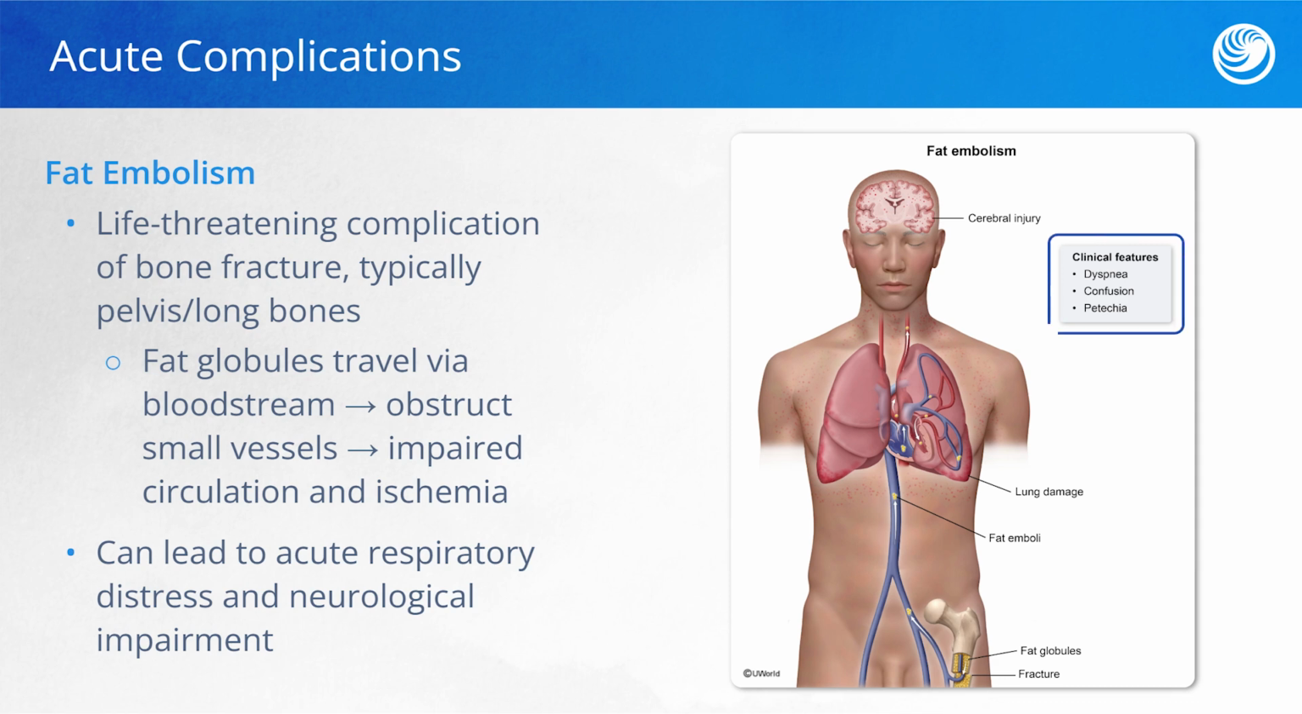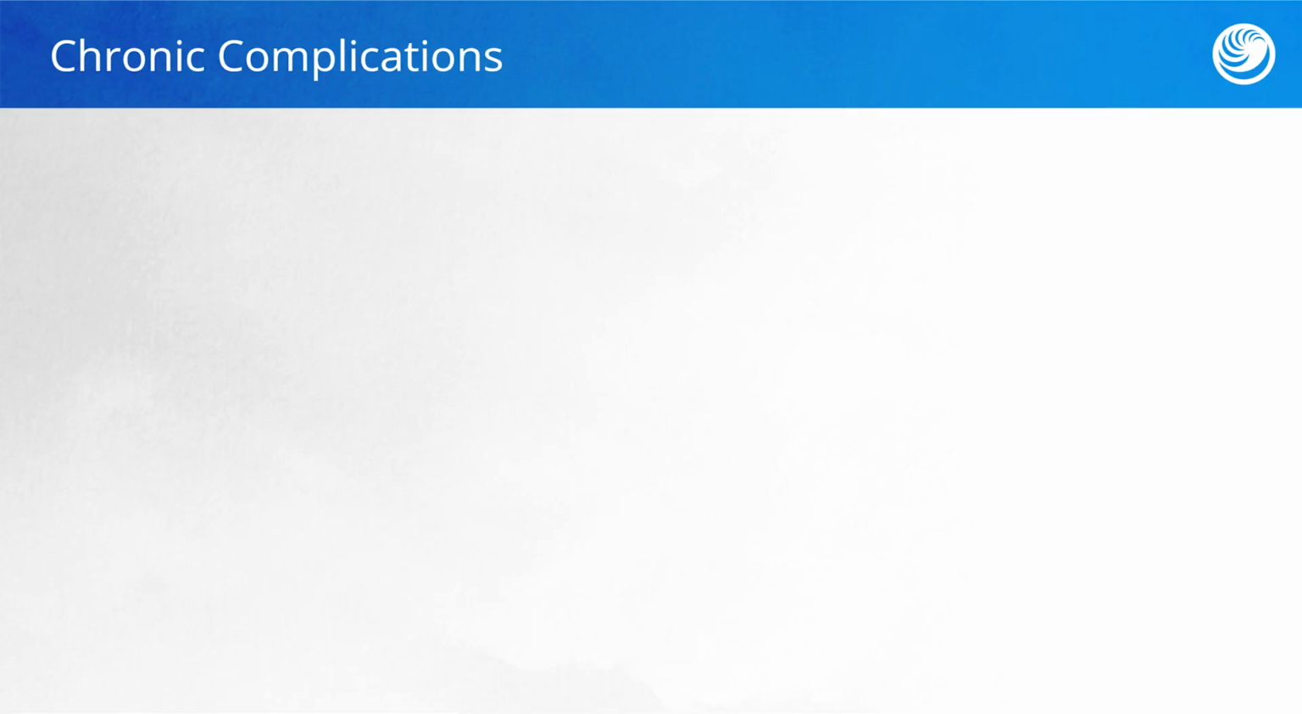The client will have dyspnea, confusion, and petechiae on the neck, chest, and axilla from occlusion of microvascular vessels. That petechiae is an important finding because it differentiates a fat embolism from a pulmonary embolism. Treatment of fat embolism depends upon the symptoms the client is experiencing. It may include oxygen, IV fluids, and bed rest.